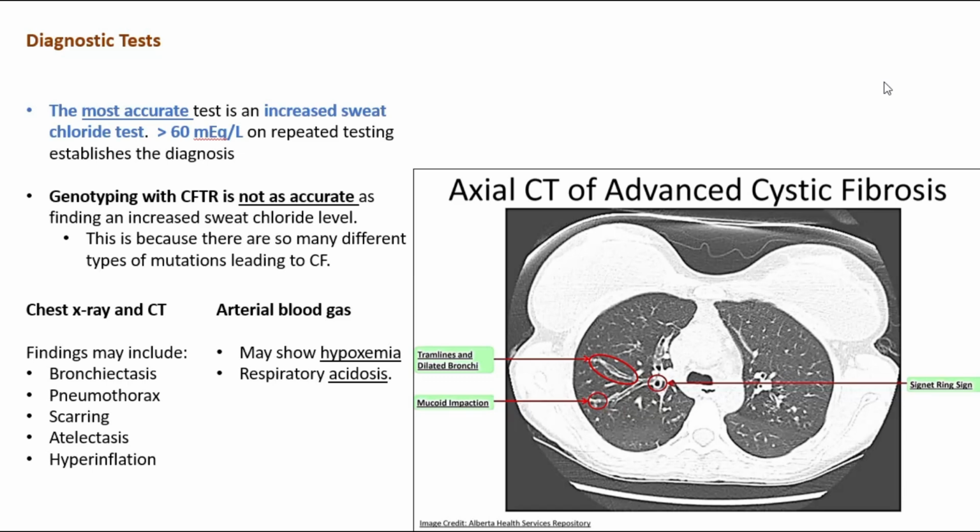Arterial blood gas may show hypoxemia and respiratory acidosis. Chest X-ray and CT will show different findings, including bronchiectasis, pneumothorax, scarring, atelectasis, and hyperinflation. As you can see in this CT scan of the chest, you will find signs like tram lines and dilated bronchi, mucoid impaction, and signet ring sign.